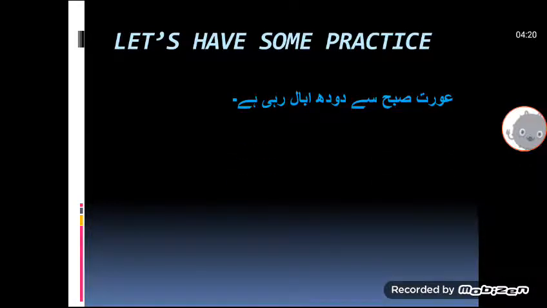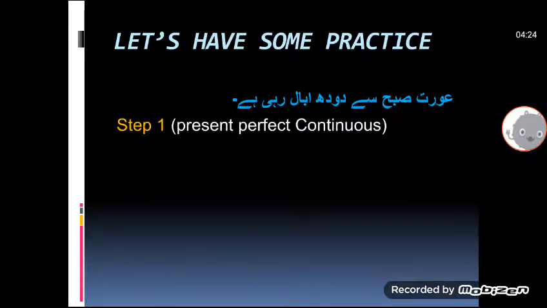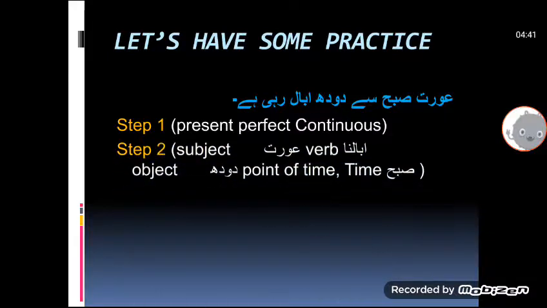औरत सुबह से दूध उबाल रही है. You have to do the first activity. Find out, yes, the first activity is recognition. Present perfect continuous. Why? Because it is telling about a statement or action that started in the past and continued in the present. Clear? सुबह दूध उबालना start किया था and still she is boiling milk.